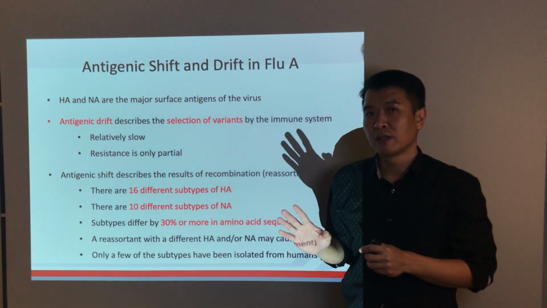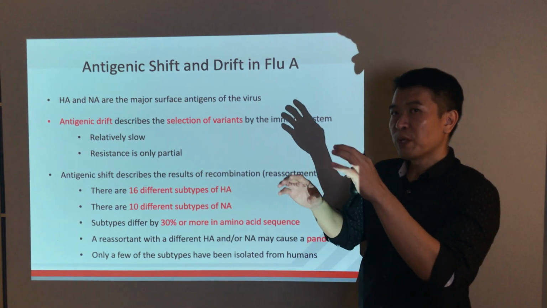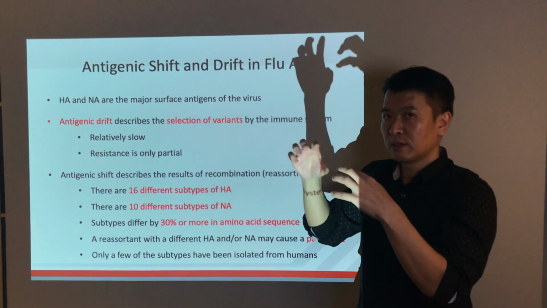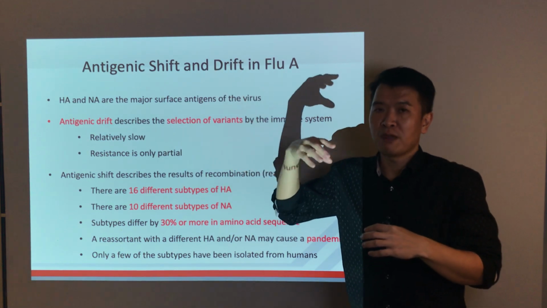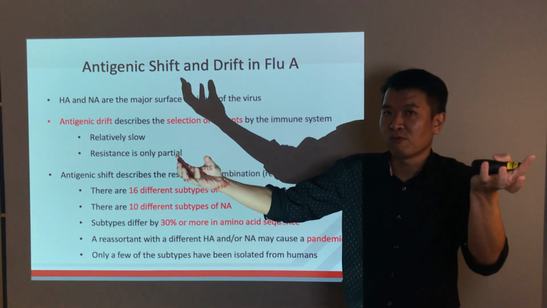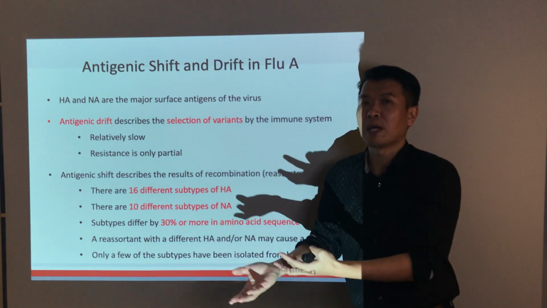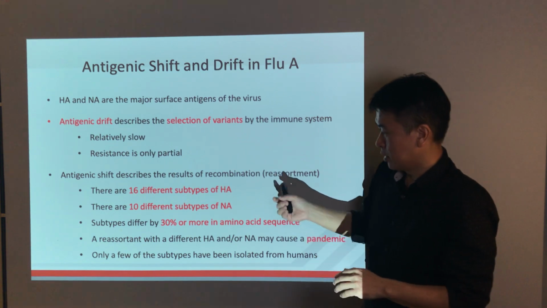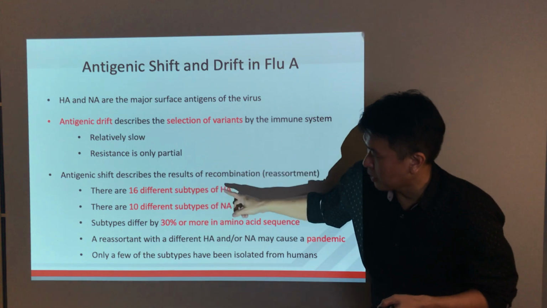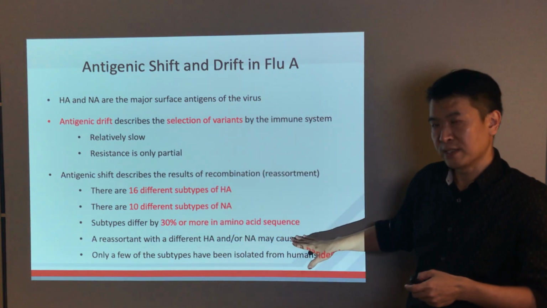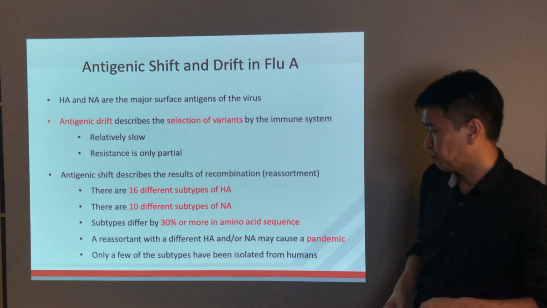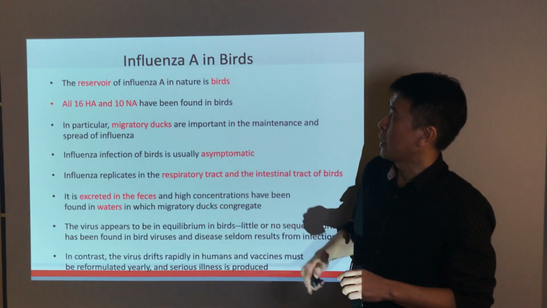So what happened here is, because they are segmented, meaning that the RNA can be sorted, they can take HA from this virus combined with NA from another virus, and then they will start producing a new subtype. The difference between these subtypes is about 30 or more amino acid sequences. So reassortment is the one that can cause pandemic.